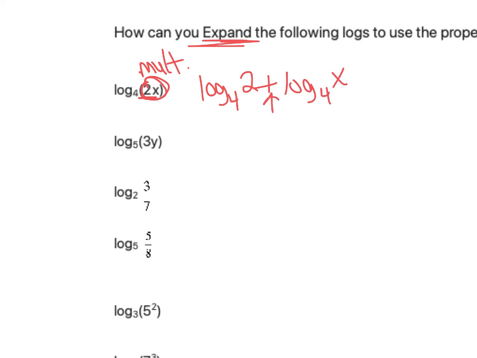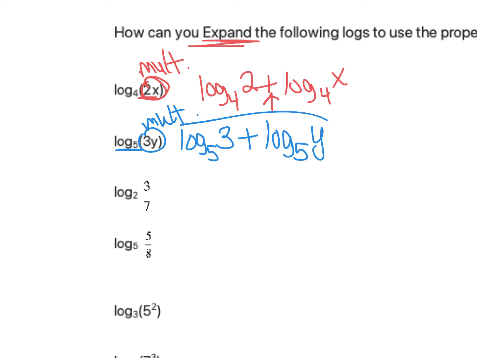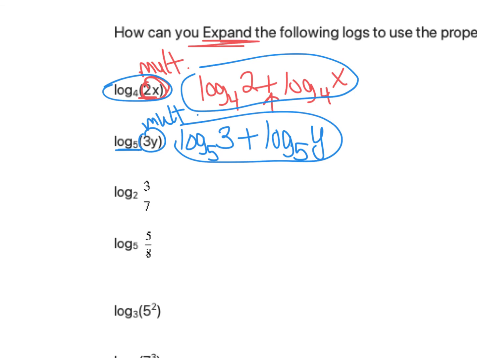Same thing here with log base 5 of 3y. I'm going to have log base 5, that doesn't change, that's still the same thing, log base 5 of 3 plus, because those two things are multiplied together, log base 5 of y. And when we expand them out, we're just taking a nice condensed, simple piece of math that's all put together and making it bigger and expanding it out.